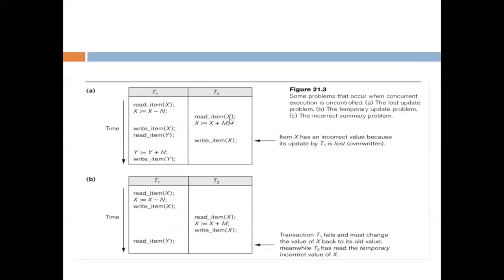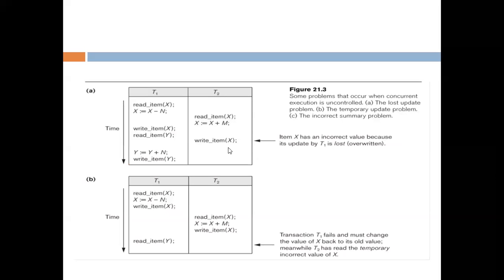But when this particular read operation is occurring, it will read the old value of X, because if you observe the time series, X is updated here. But before the update, T2 is reading the value. So T2 reads the value, then it increments the value, then T1 updates the X, then after that T2 updates the X. So if you observe the timeline events, this will lead to inconsistency.